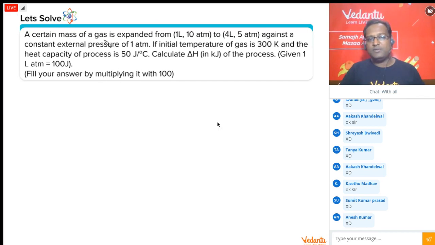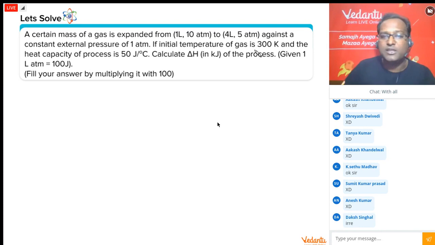A certain mass of gas is expanded from this to this against a constant external pressure of 1 atm, meaning an irreversible process. If initial temperature of gas is 300 Kelvin and heat capacity of the process is this much, calculate the delta H of the process. Okay. Certain mass of a gas.